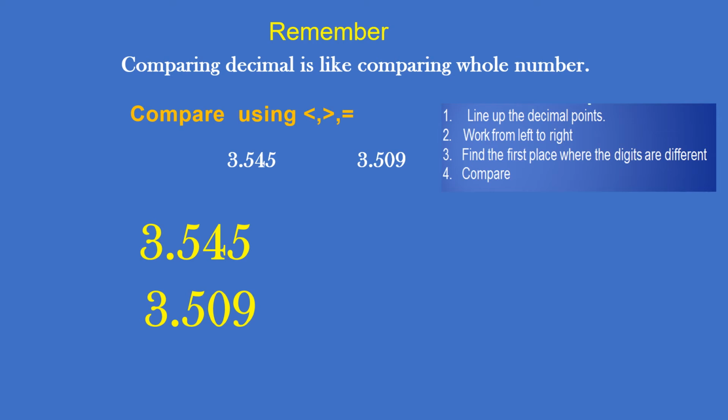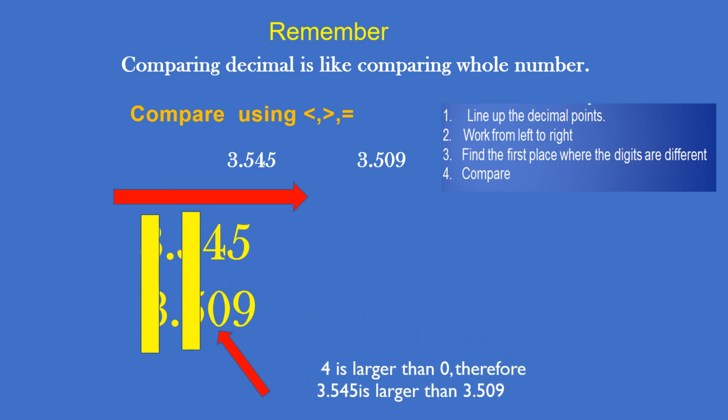Then work from left to right. Find the first place where the digits are different. Look at the first digit on the left here. Of course, they are the same, 3 and 3. And the second digit is also the same in both numbers. And the third digit, of course, is different in both of them. The first number has 4, and the other number has 0. Of course, guys, 4 is larger than 0. So 3.545 is larger than 3.509.